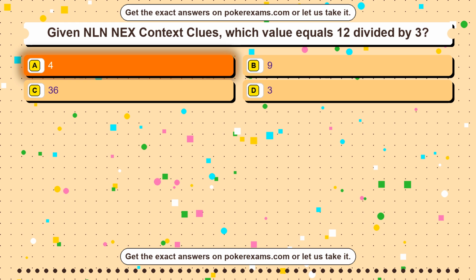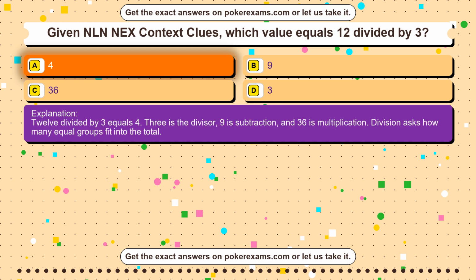4. 12 divided by 3 equals 4. 3 is the divisor, 9 is subtraction, and 36 is multiplication. Division asks how many equal groups fit into the total.